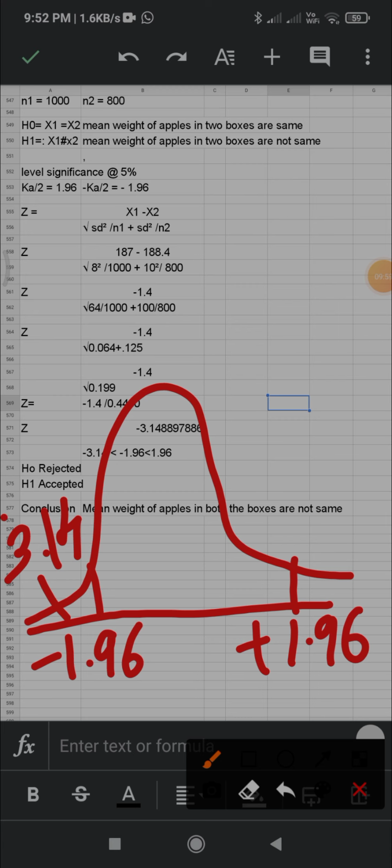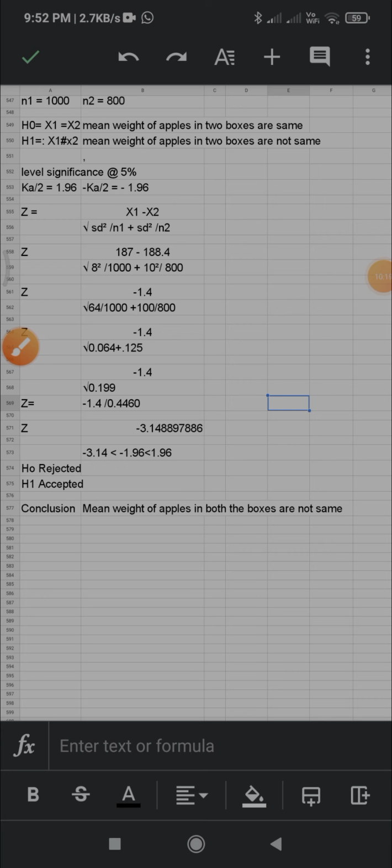So under this area, this is called the critical region. The calculated value lies under the critical region. So at that time we have to reject the H naught. What is H naught here? The mean weight of apples in two boxes are same. That hypothesis will now be rejected. And what do we have to accept? We have to accept the H1, that is, the mean weight of apples in two boxes are not same.